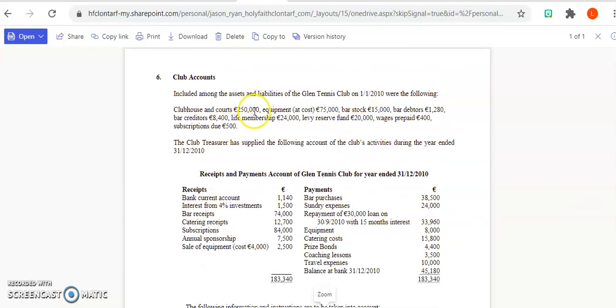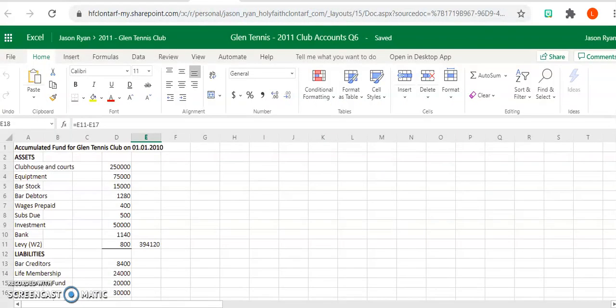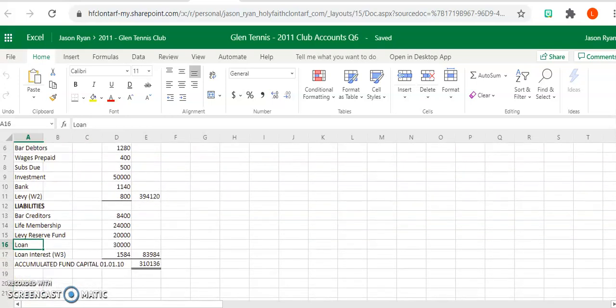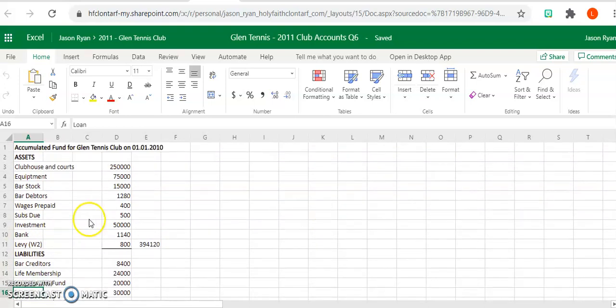So the items that we can put in straightforward are going to be your club account, your equipment, your bar stock, your debtors, your wages due, and your subs due, and your bank. Two workings we're going to have to do are your investment and your levy. We're going to look at them in a second. And then for your liabilities, you have bar creditors, life membership, levy reserve fund, the loan. They're all taken straight from the account. And then we're going to do an adjustment on our loan interest. So let's have a look and see where these figures are coming from.